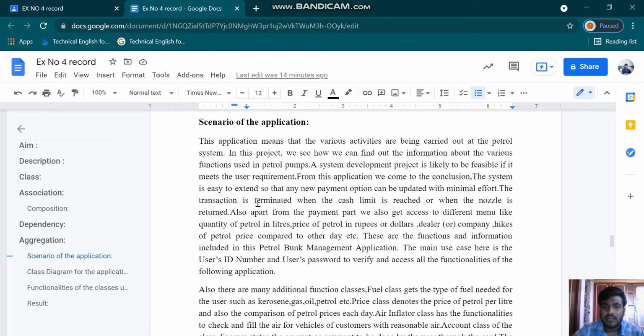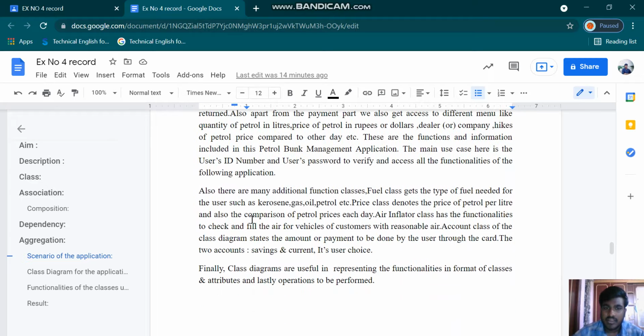So coming here, sorry, there are many additional functions and classes. The fuel class has additional functions; the price class denotes the price per liter according to the fuel. Petrol can be 80 rupees per liter, diesel 70 rupees, while oil can be 65 rupees per liter. It varies according to the fuel. And the air inflator fills air for your vehicle, whether car, bike, anything, at a reasonable price. The account class of the class diagram also represents the type of account you are going to pay through card, whether it's a current account or a savings account. It's the user's choice.